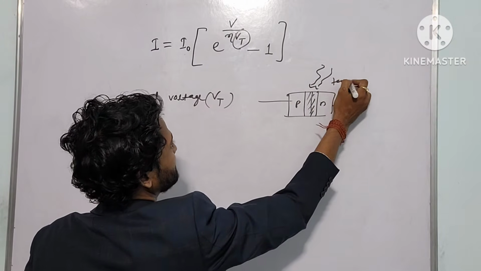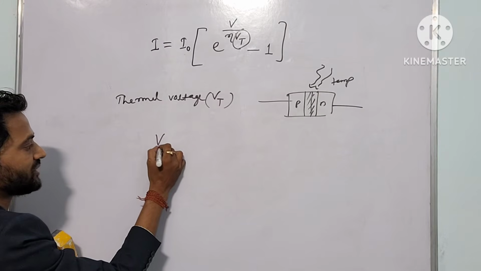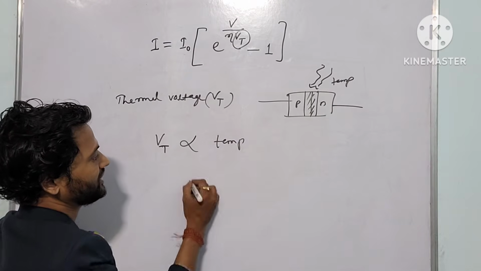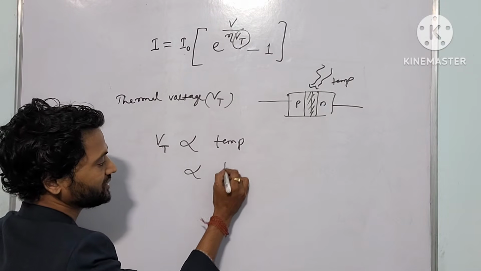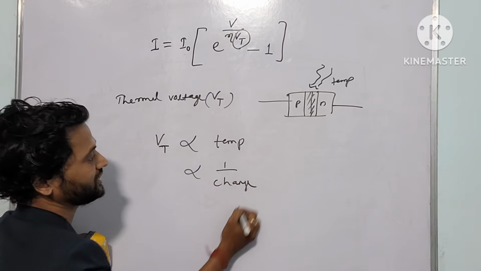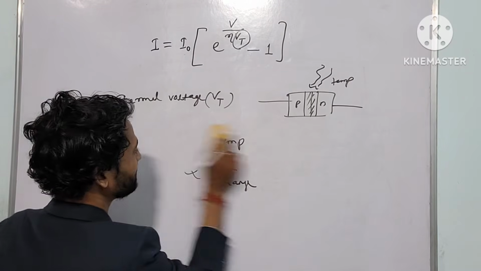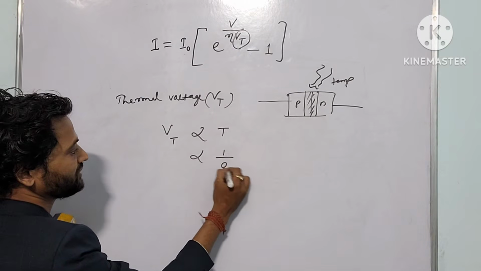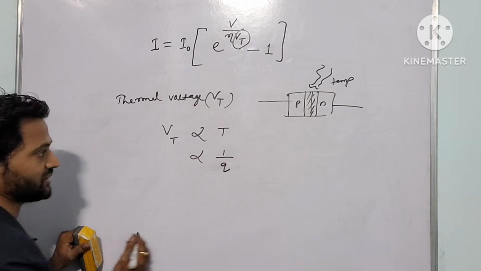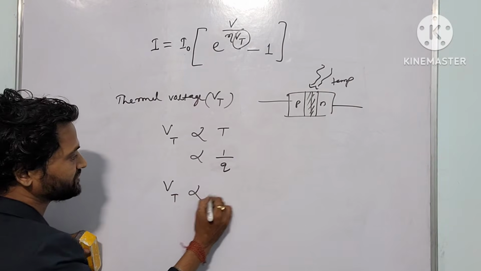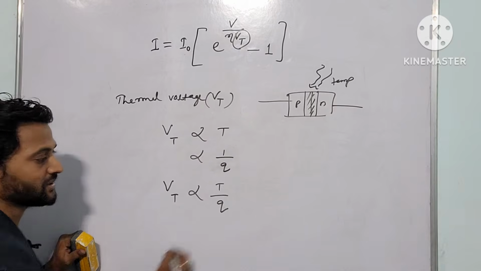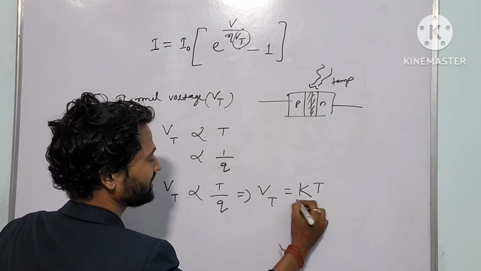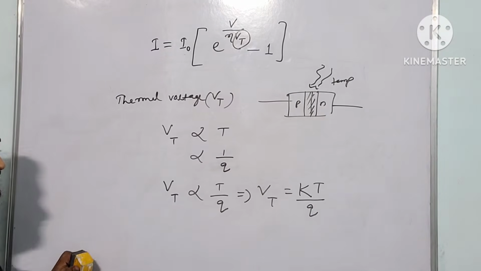Due to temperature. So ये VT, thermal voltage is directly proportional to temperature and it is inversely proportional to the charge on electron, right? So that means we can write down VT is proportional to T is proportional to 1 by E or 1 by Q. Q is the charge on electron. So we can write down VT is proportional to T by Q, or we can write down VT is equal to some constant K T upon Q, right?